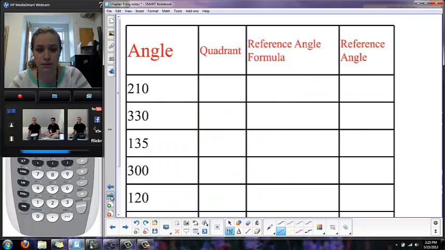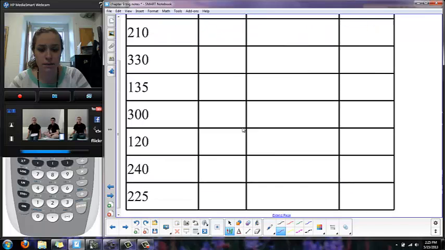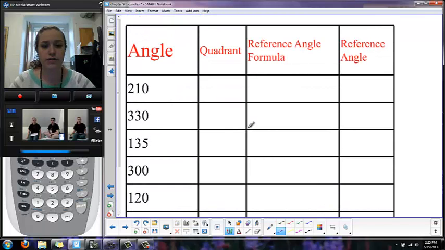Let's see what else Ms. Tompkins has. Okay. This, I think, was something very similar to what you're going to see on your homework. So let's go through this together. What we're trying to do is take an angle that is not in the first quadrant, and then use our reference angles to figure out what theta was in the first quadrant, what we call the reference angle.